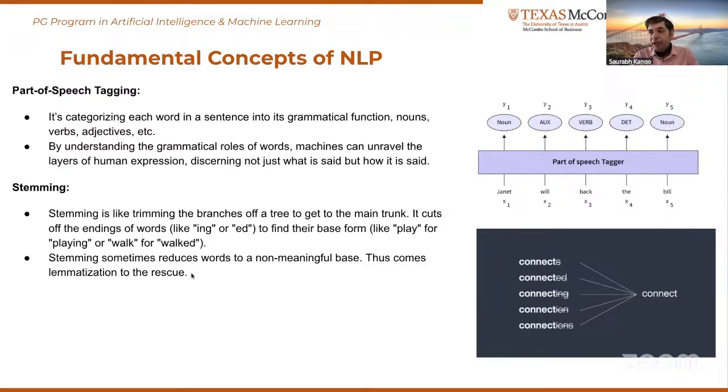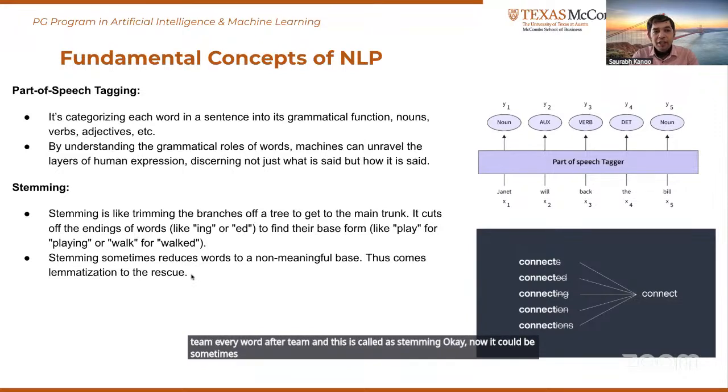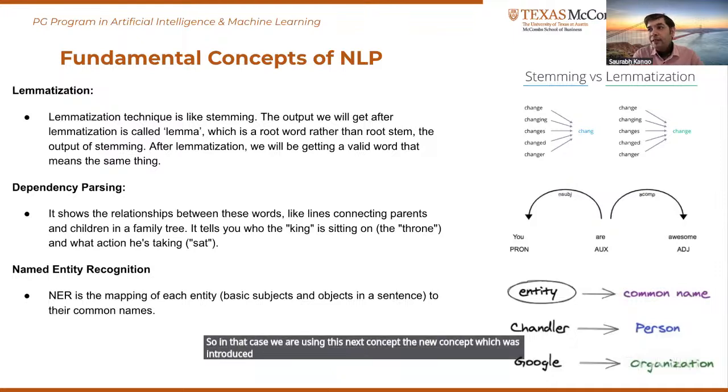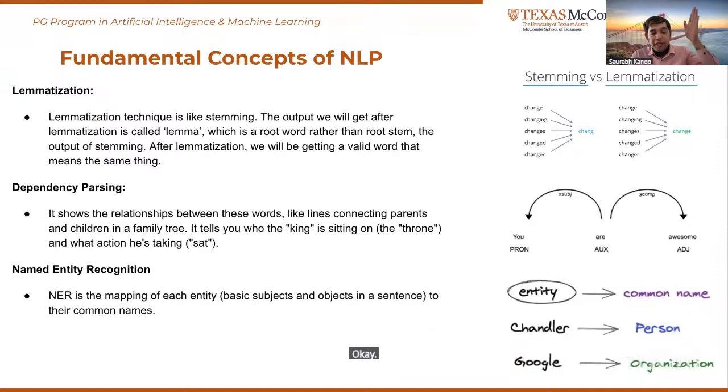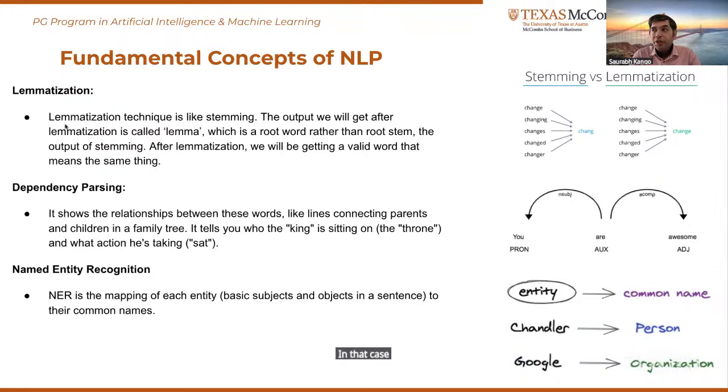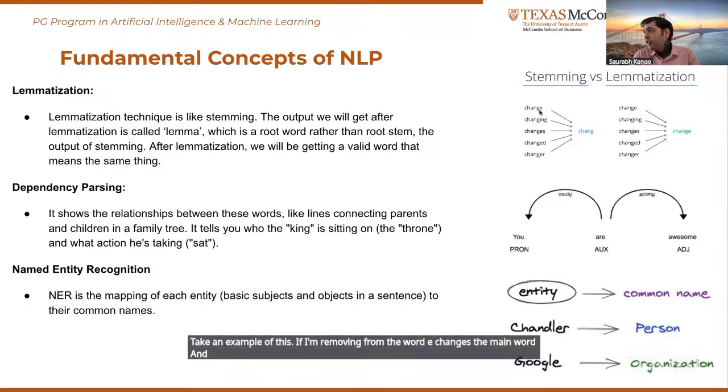Now it could sometimes be a little dangerous to do a hard cut after the word and remove the ings from there, isn't it? Sometimes it could be dangerous. So in that case, we use the next concept, which is called lemmatization. We can't simply break the word from a particular point. It could lead to some unwanted words. Take an example: change is the main word, and if I'm removing everything after G, is it giving me the clear word?